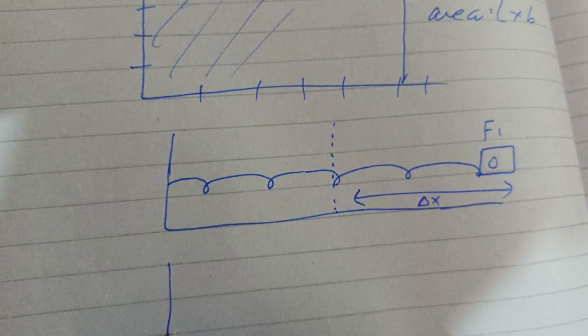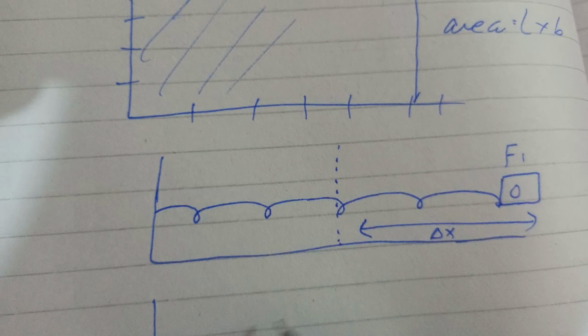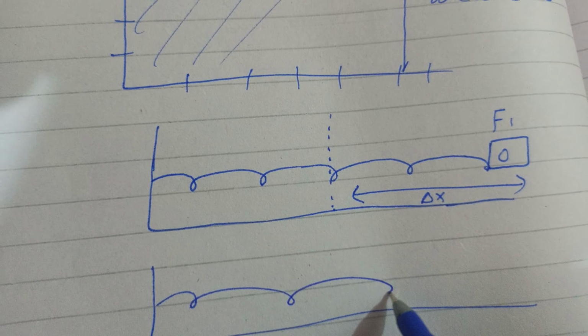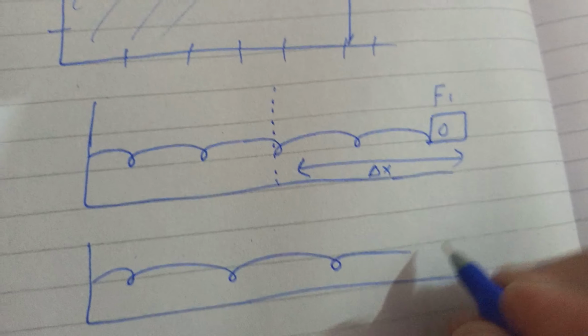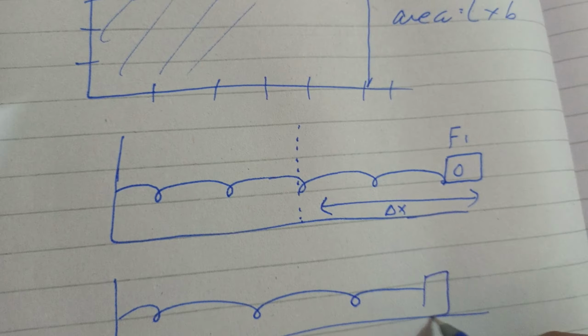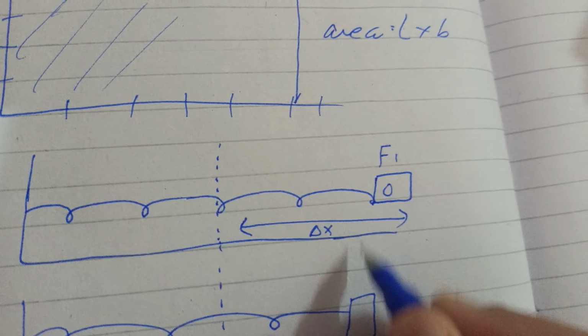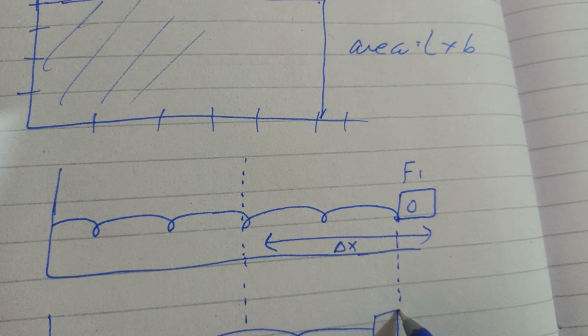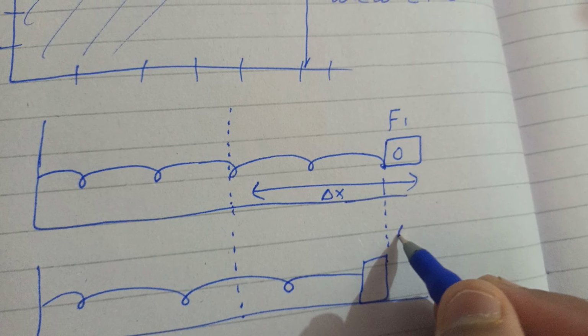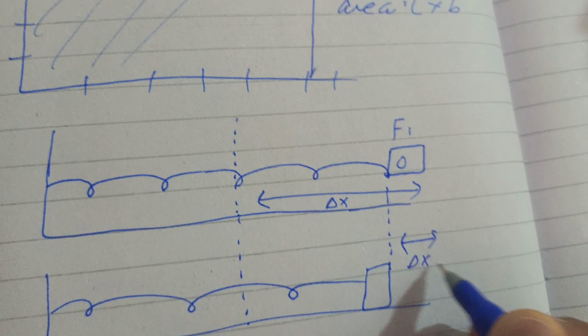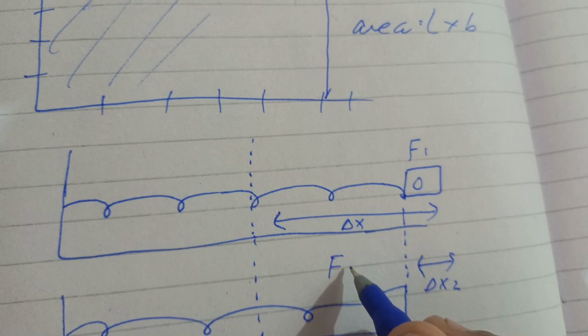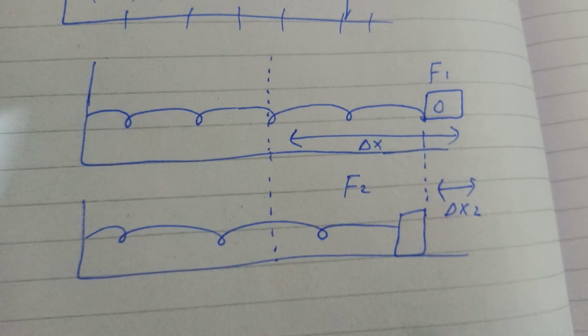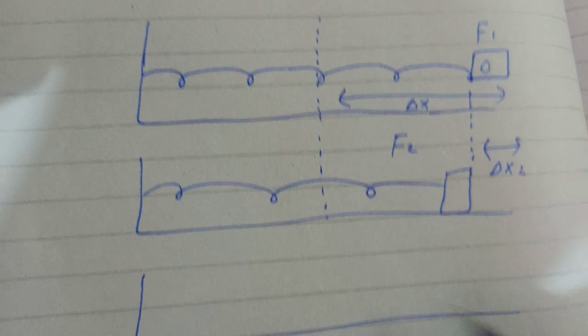Now we will make a second diagram here. Again it has a spring, but this time it is a little bit on this side. Now we need to see how much distance it moved compared to the previous one. It was here, now it is here. So we will put the sign delta x2 here, and we'll give the name f2 to this.